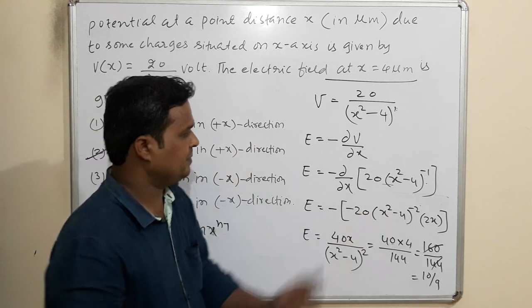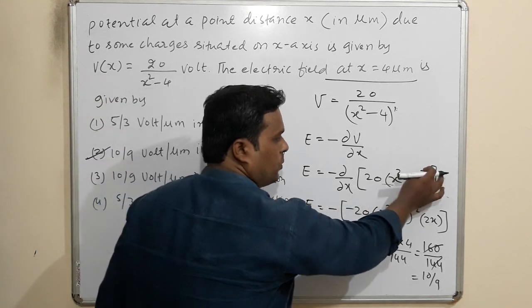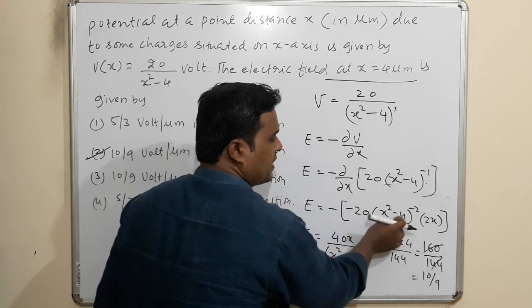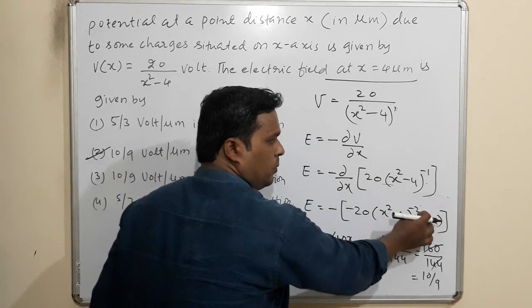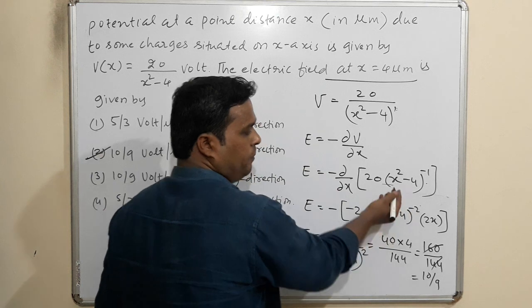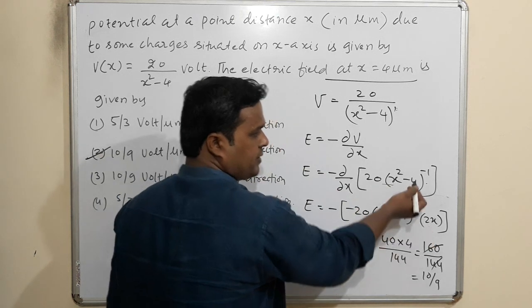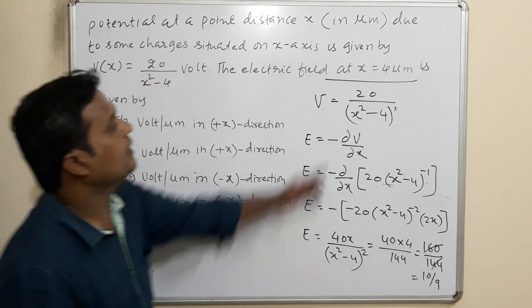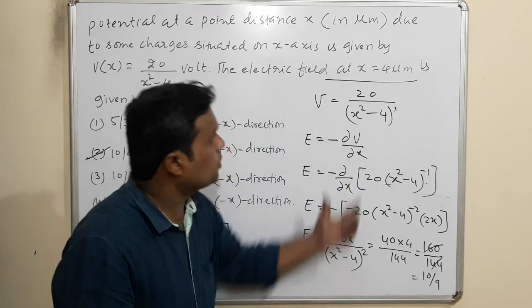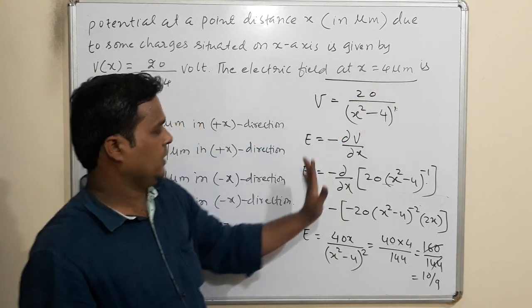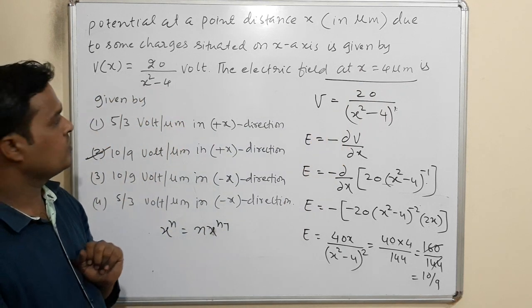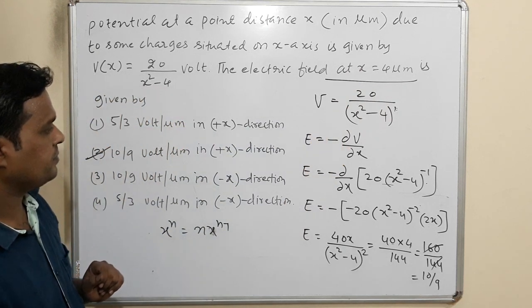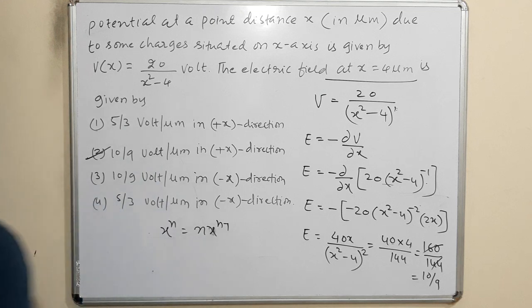Understood the differentiation? x square minus 4 to the power minus 1 will be x square minus 4 to the power minus 1 minus 1, which is minus 2. Inside the bracket, differentiation of x square is 2x and differentiation of 4 is 0. Then wherever x is there, you substitute 4. We will get the answer. Okay? Make a note.